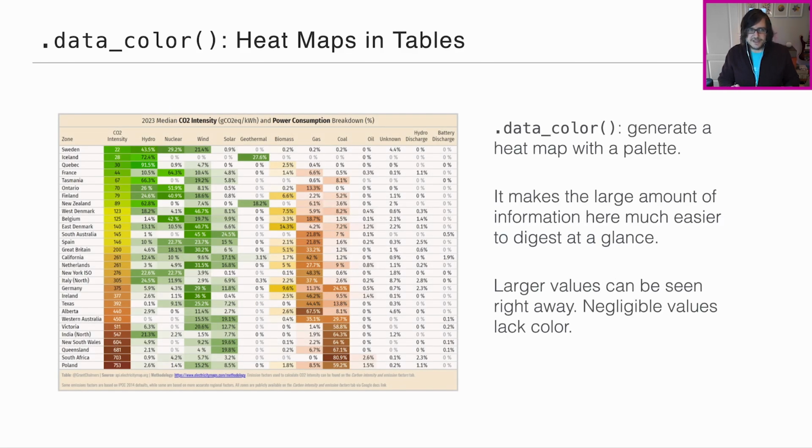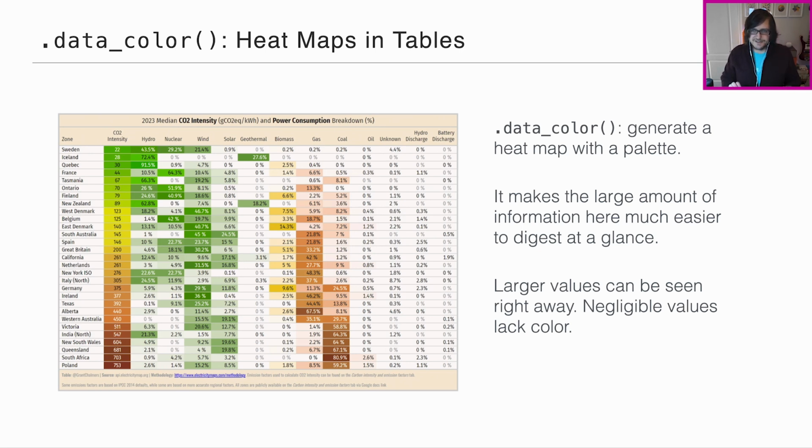Another thing we have is data color. It allows you to create heat maps and tables. So here's that table we showed earlier. It's actually generated through Great Tables, and with data color, it allows you to generate a heat map with a palette of your choosing. So essentially, it makes the large amount of data presented in this table much easier to digest at a glance. You don't have to look just at a wall of numbers. You've actually got these colored cells to help you out. And because of that, you can see large values right away. Any sort of negligible or small values, they sort of lack that color because what's been done is that the low ends are sort of faded out.